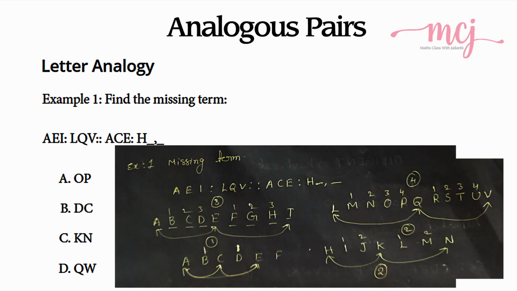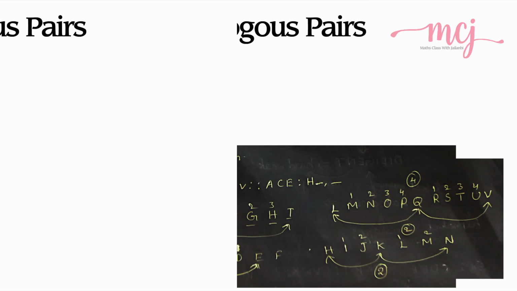To answer, between A and C, we have one alphabet. Also between C and E, we again have only one alphabet. So, by analogy, the analogous pair to ACE should have a gap of 2 letters, that is H, K, N. So, the correct answer is C. Let us try another one.